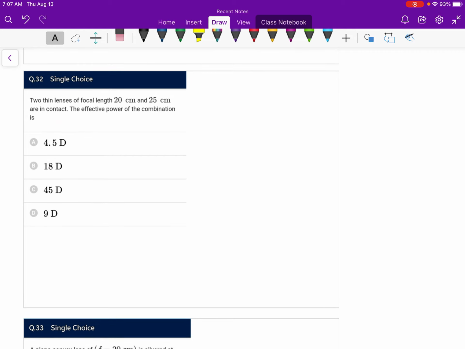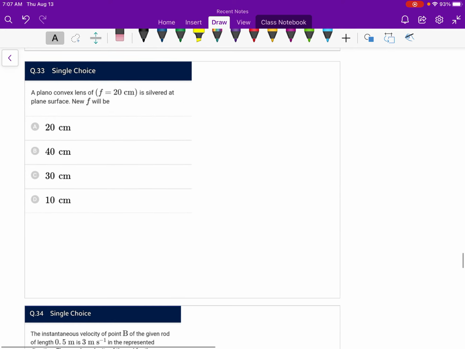Two thin lenses of focal length this and this are in contact. The effective power of the combination: P is P1 plus P2. P1 is 1 upon 0.25 and P2 is 1 upon 0.254. So this is 9 diopter. So D is the correct option.